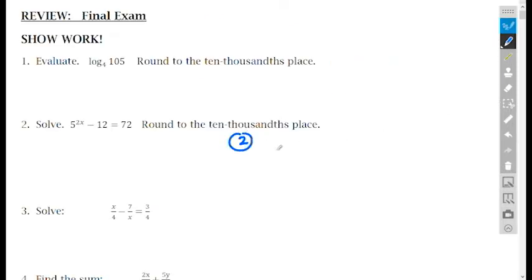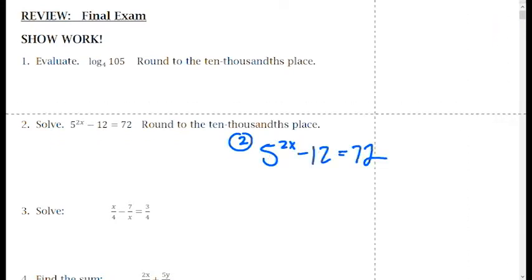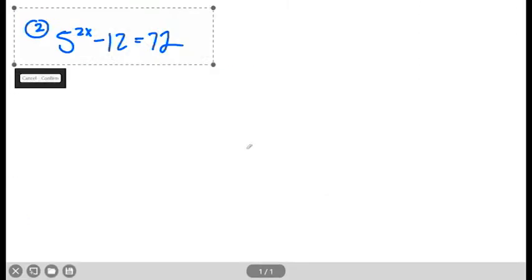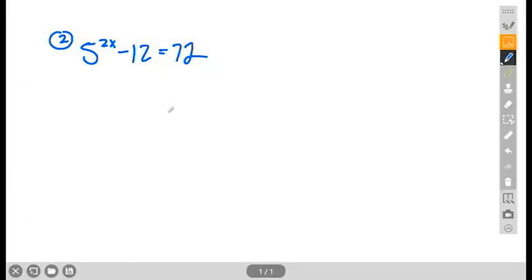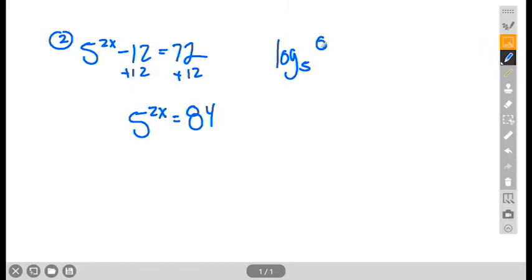Number 2, solve. 5 to the 2x minus 12 is equal to 72. Okay, so this is an exponential equation that we are trying to solve. The first step here is to get the exponent part by itself. So we got 5 to the 2x is equal to 84 if we add 12 to both sides. And now we change this to log form. Okay, so this is log base 5 of 84 is equal to 2x. We can solve this for x by dividing by 2.